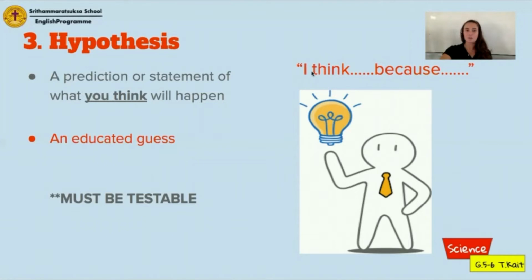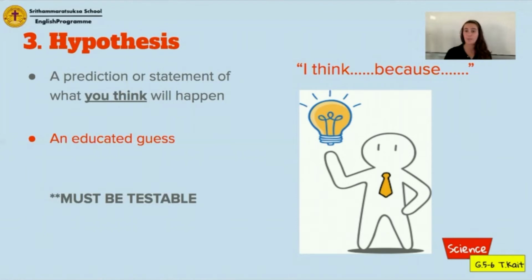So often when we write a hypothesis, we can use the words I think, and then we fill in what we think will happen, and we need to give a reason why. So we will use the word because. I think the plant that gets the most sunlight will grow the best because plants need light to grow. That could be my hypothesis for the experiment.